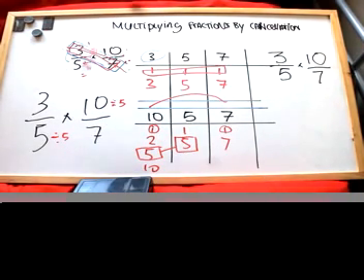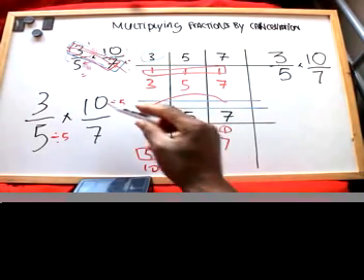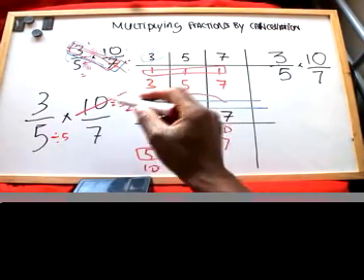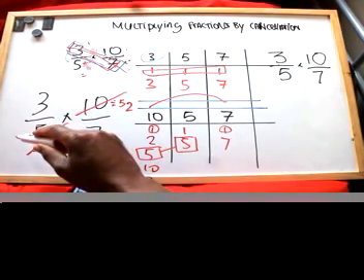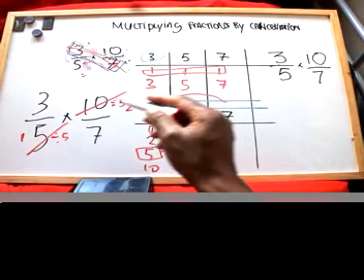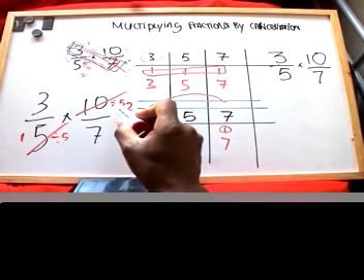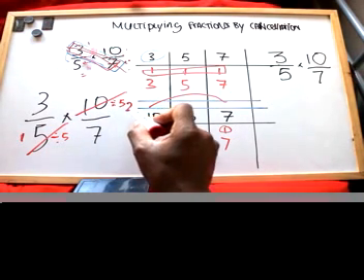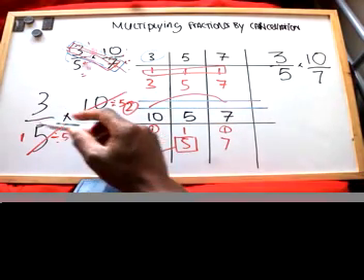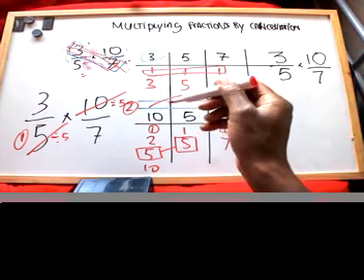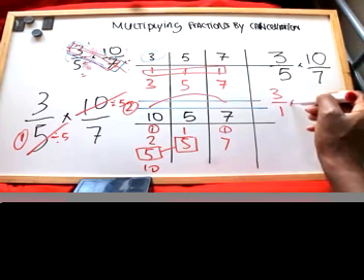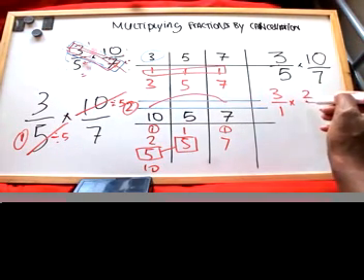Now what does that give us? Well, if we divide 10 by 5, that gives us 2. And if we divide 5 by 5, that gives us 1. So you get rid of the 10 and the 5 and you replace them with the number you divided 10 by, which gave 2, and the number you divided 5 by, which gave 1. So now our fraction, if you look over here, becomes 3 over 1 times 2 over 7.